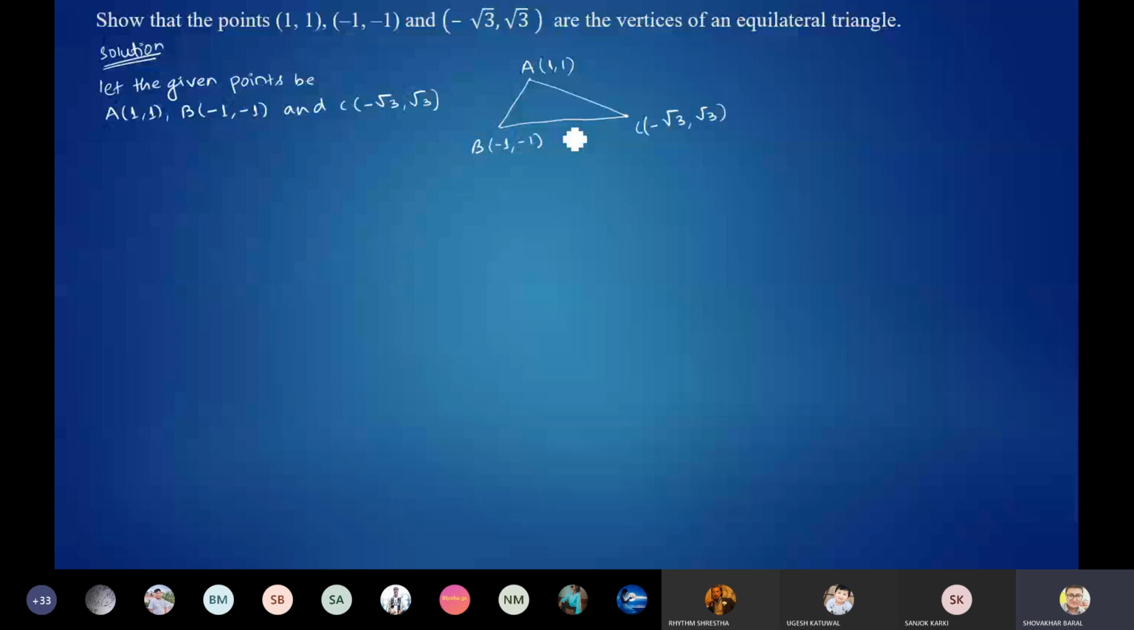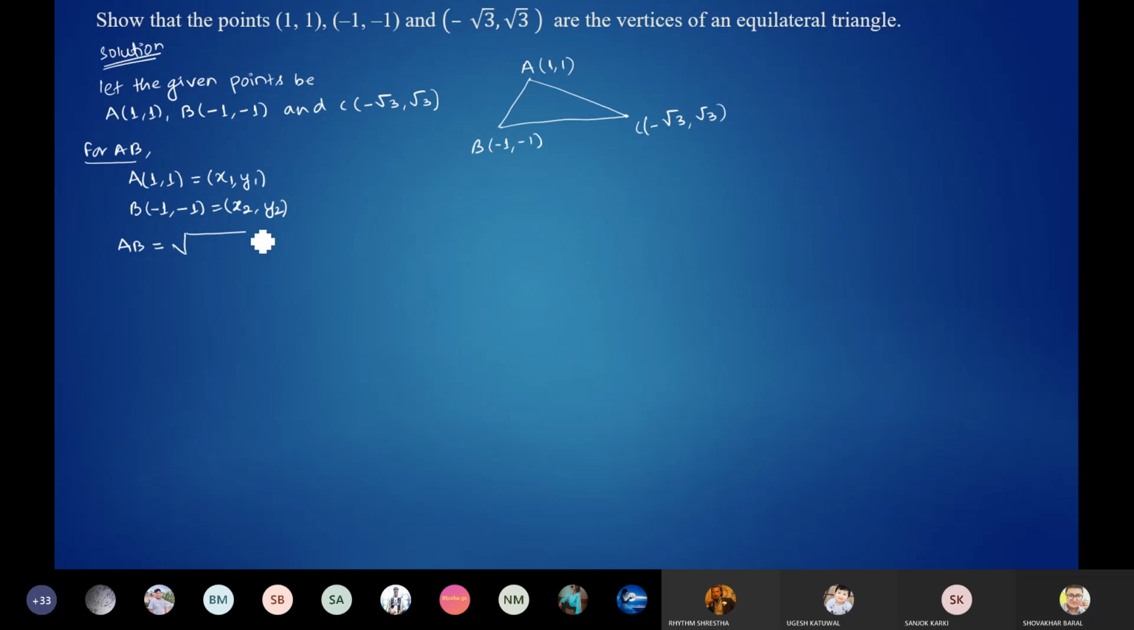So let's do AB. Let's suppose A (1, 1) equals x1, y1, and B (-1, -1) equals x2, y2. Okay, so the distance AB is given as AB equals root over (x2 minus x1) whole square plus (y2 minus y1) whole square. Okay, so let's replace the values here.